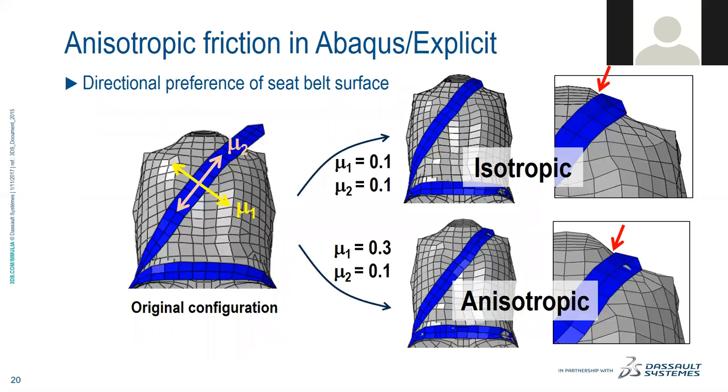Similarly, this is an example of a seatbelt surface. You can specify a friction coefficient in one direction and another friction coefficient in a different direction. So this is a very good capability now in Abaqus Explicit.